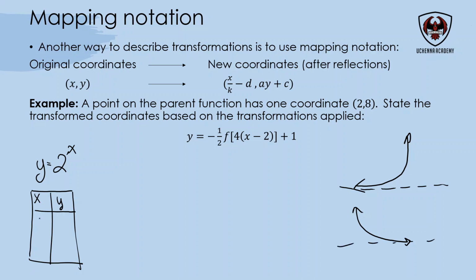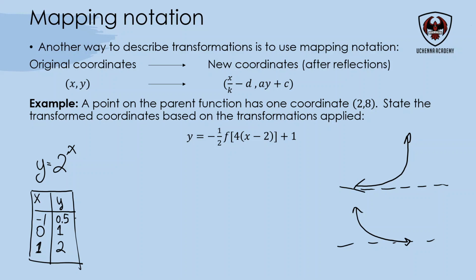So the 3 coordinates that I would like to do is maybe negative 1 for x, 0 for x, and 1 for x. If x is negative 1 and I put it in this original function, 2 to the exponent negative 1 becomes 1 over 2, so that becomes 0.5. If I make x 0, y becomes 1, because 2 to the exponent 0 is just 1. If I make x 1, it'll just become 2, the y value, right? If I replace x with 1.